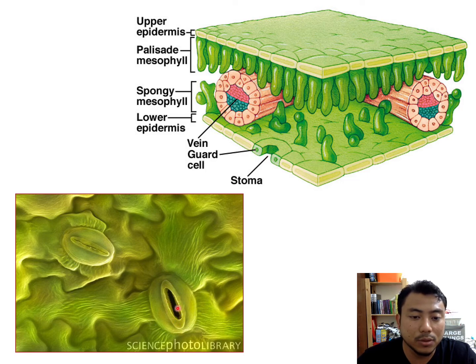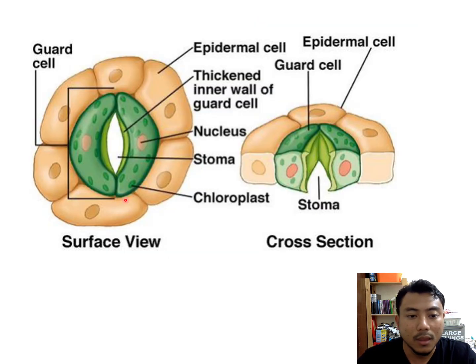The diagram of stoma is the opening. This one, the stoma is closing. Okay. Alright, so this is the surface view of the stoma. Alright, we have a thicker wall on the inside and thinner wall on the outside.